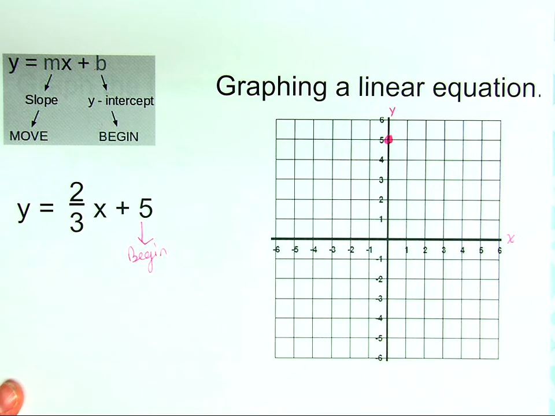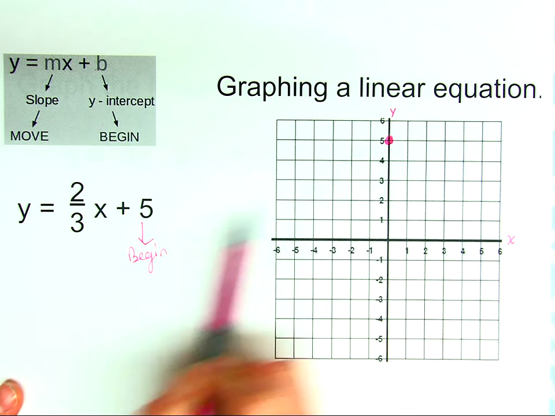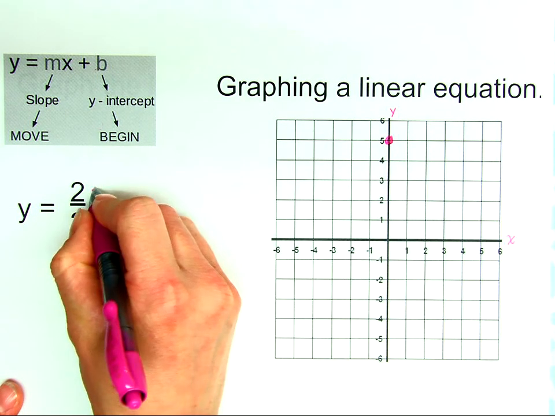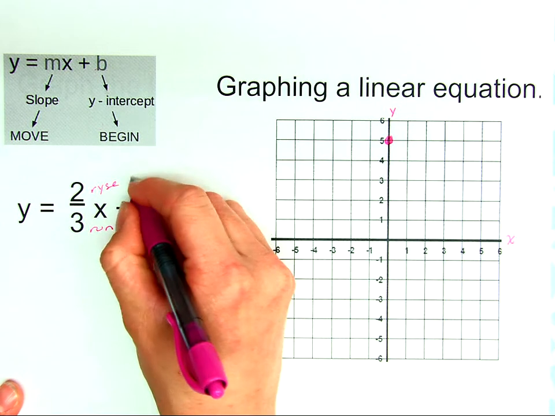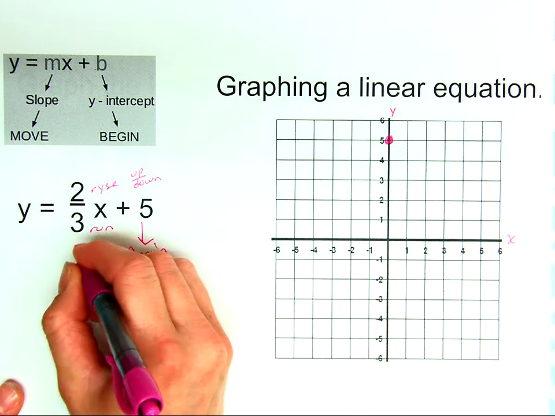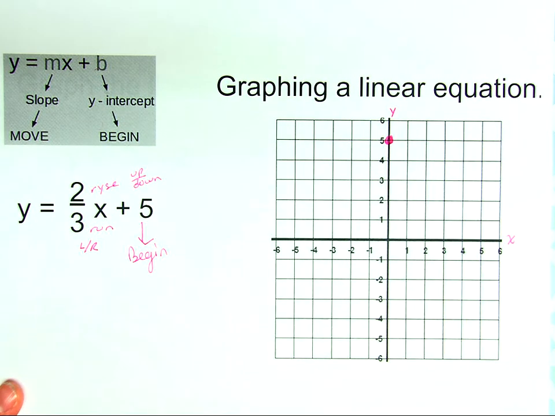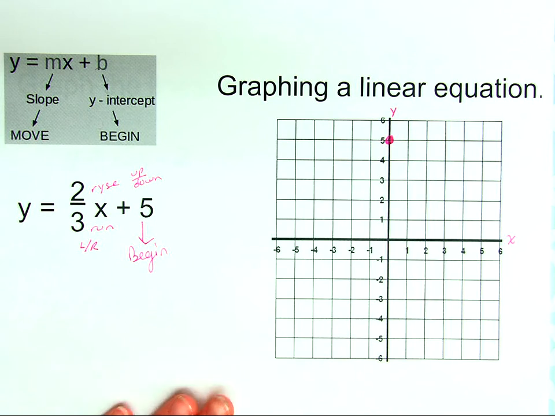We already know how to graph a line if we already have a point. So this gives you your point. From there, your 2/3 tells you how to move, right? This is your rise. This is your run. Rise meaning, again, you can go up or down. Run meaning you're going to go left or right. And you just have to make choices to make this a positive 2/3 slope.